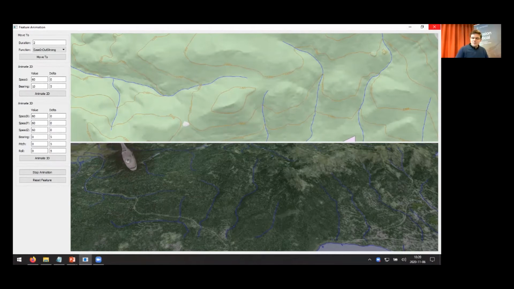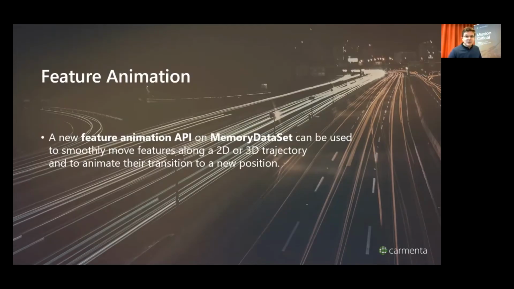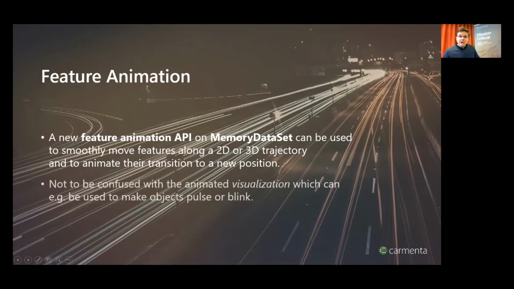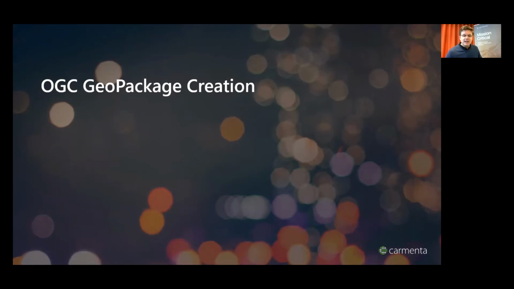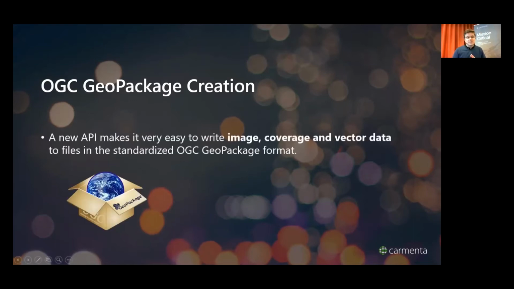Okay, so moving on then to another new feature. You can now use Carmenta Engine to create packages in the standardized OGC GeoPackage format. OGC is an organization that a few of you might be familiar with. It's the Open Geospatial Consortium. So they're in the business of standardizing interfaces for exchanging geospatial information over the web mostly.